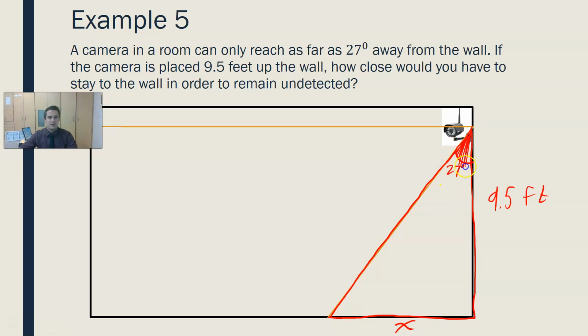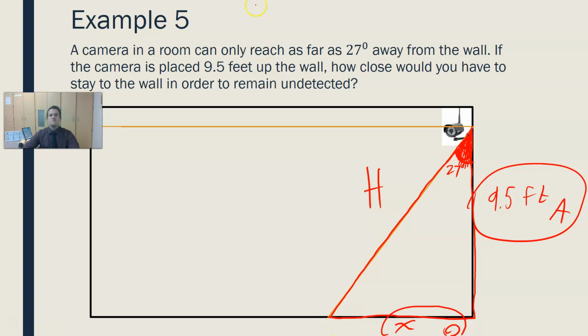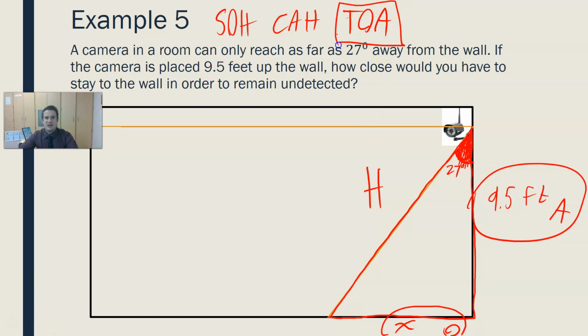So here's the angle I'm concerned with, this 27 degree angle. So this is my adjacent, opposite, and hypotenuse sides. So it looks to me like I have x here, 9.5 feet here. Which of my trig functions, sine, cosine, or tangent, deals with the opposite and the adjacent sides? SOHCAHTOA tells me that tangent is the function I am going to use. So tangent of 27 degrees is equal to opposite over adjacent, or x over 9.5.